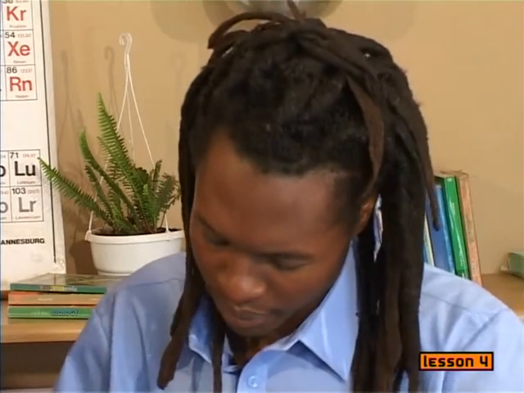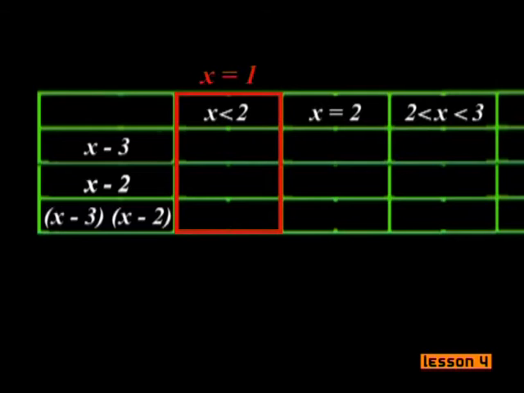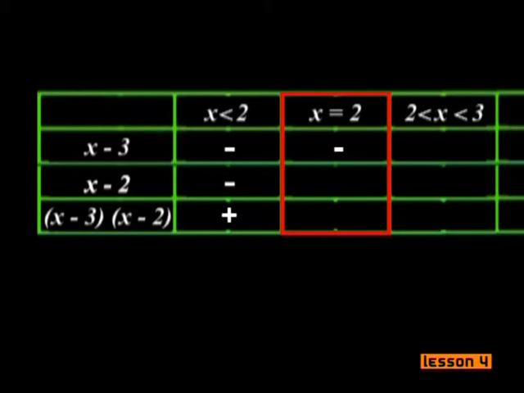Let me give it a try. Here we need a value for x that is less than 2. I'm going to use 1, which means for x minus 3, the answer would be negative. For x minus 2, the answer will also be negative, which means that the two factors together will give me a positive solution. When x equals 2, x minus 3 is negative. When x minus 2, I get 0, which together give me 0.